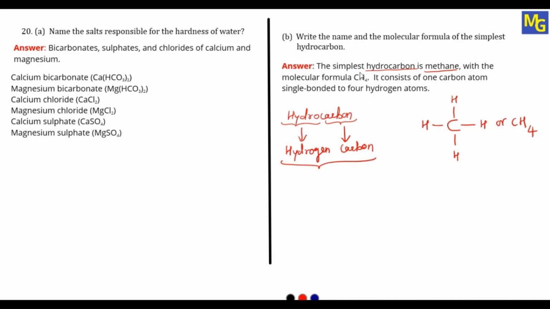And what you have to write? The simplest hydrocarbon is methane with the molecular formula CH4. It consists of one carbon atom single bonded to 4 hydrogen atoms. This is the answer. You have to write 2 lines and then draw these structures. Now we'll move on to the next question.